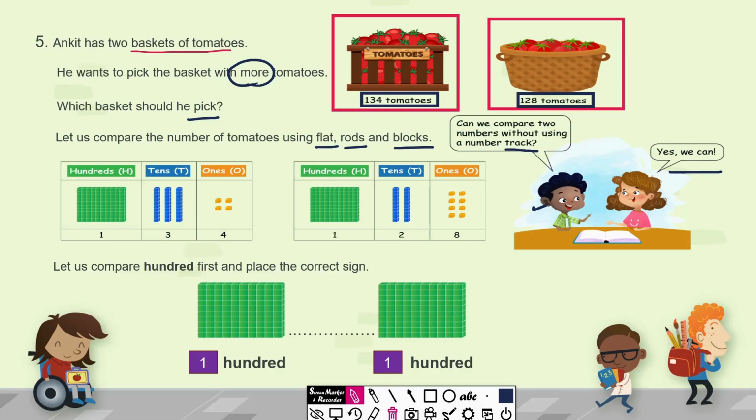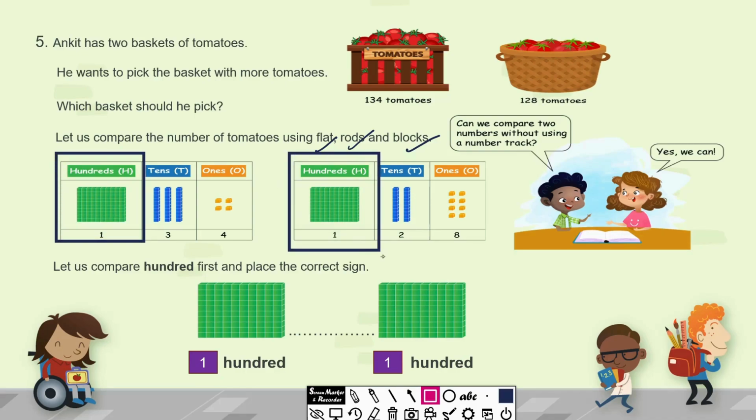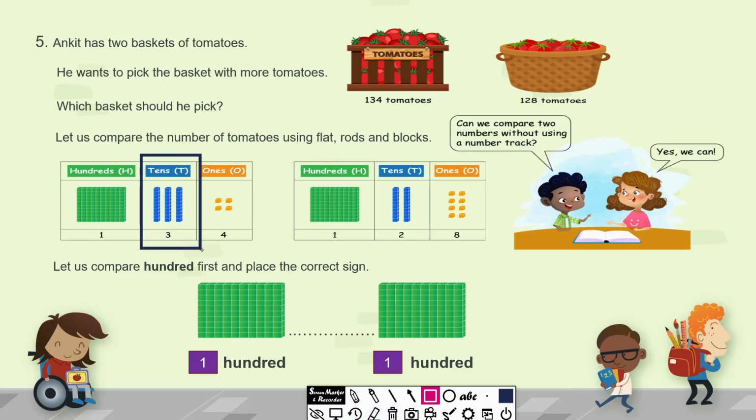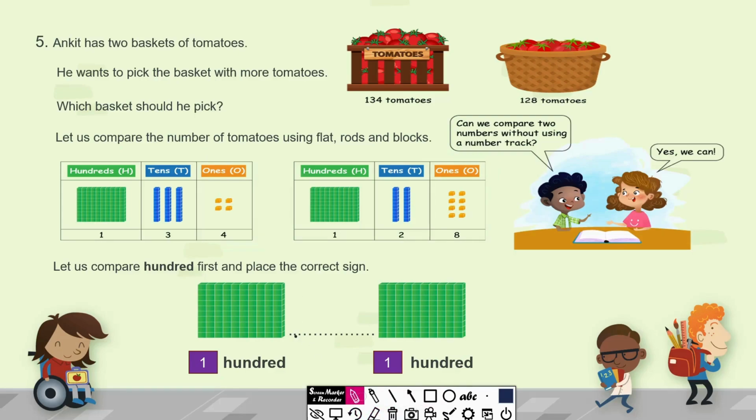We can compare 2 numbers using flats, rods and blocks. We need to compare first the number of hundreds with the number of hundreds of another number. Then we will compare the number of tens with the tens of another number. Similarly, we will compare the number of ones in both the numbers. The number which has greater number of hundreds or tens or ones will be the greater number.